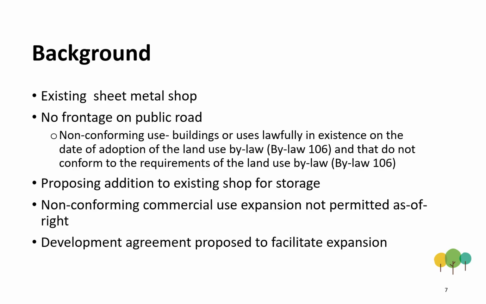As mentioned, the property has an existing sheet metal shop, and the trailers on the side are currently used for storage. So the applicant wants to remove those trailers and is proposing an expansion to the existing shop to create space for storage. The property fronts a private road and does not have frontage on a public road. So this makes it a non-conforming use. Non-conforming uses are buildings or uses that have been lawfully in existence on the date of adoption of our land use bylaw, which was adopted in 2019, and the building or the use does not conform to the requirements of the land use bylaw. So according to our land use bylaw, any expansion to a non-conforming commercial use could only be considered through a development agreement.